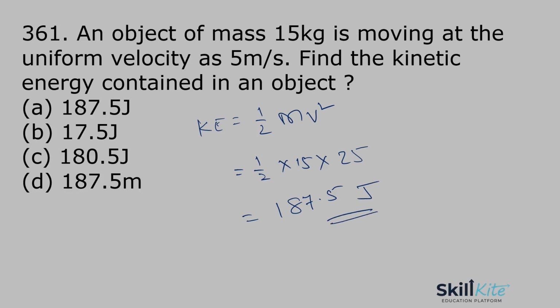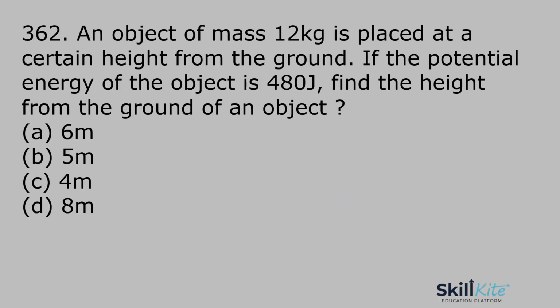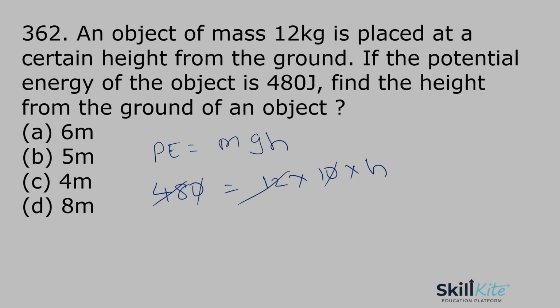Okay, option A. An object of mass 12 kg is placed at a certain height from the ground. If the potential energy of the object is 480 joules, find the height from the ground of the object. Here he is asking about the potential energy. So the formula is equal to mgh. So 480 equals mass, that is 12, into let the gravity be 10, and height. So the 0 gets cancelled, 4. Height equals 4 meter. Option C.